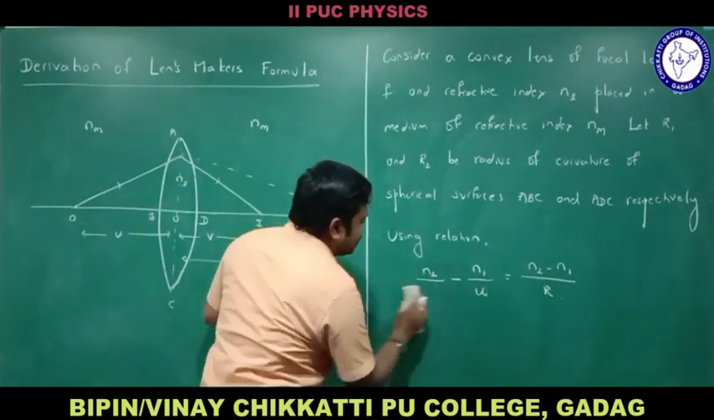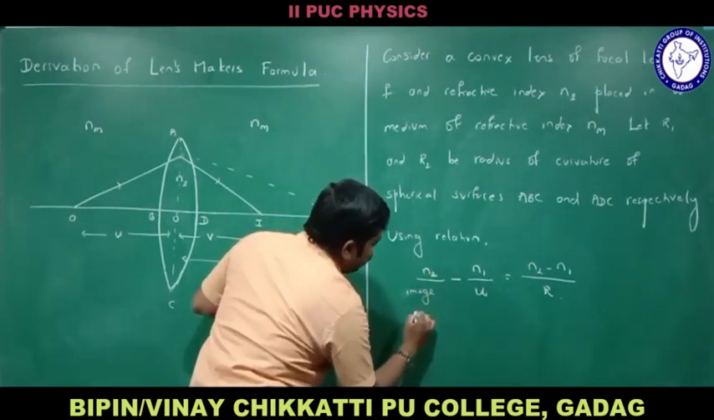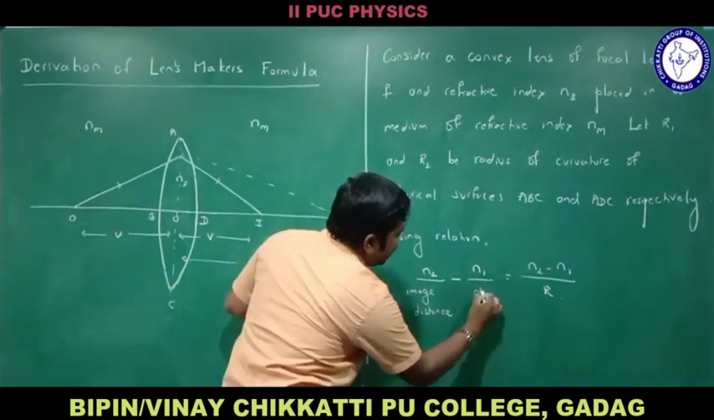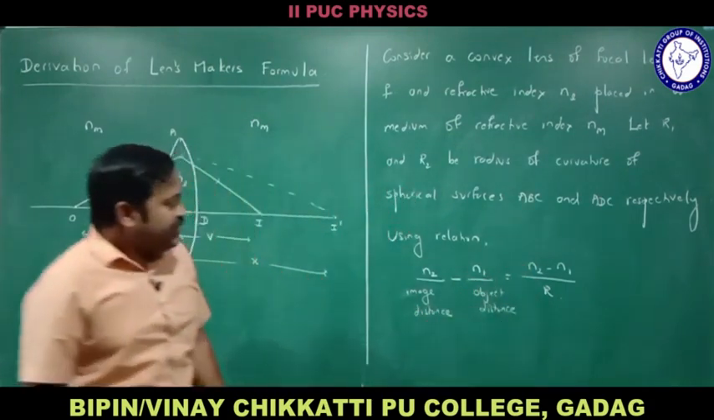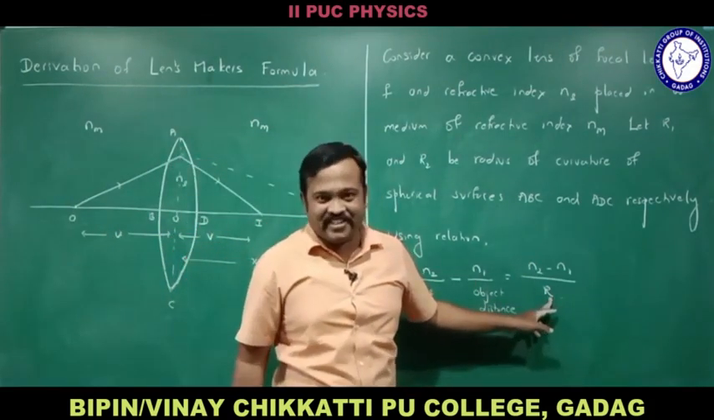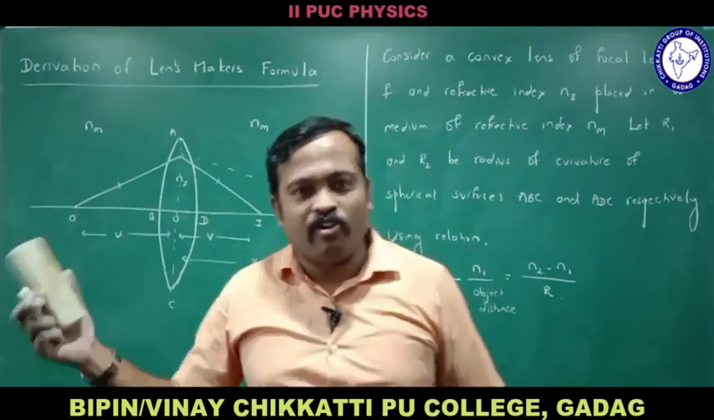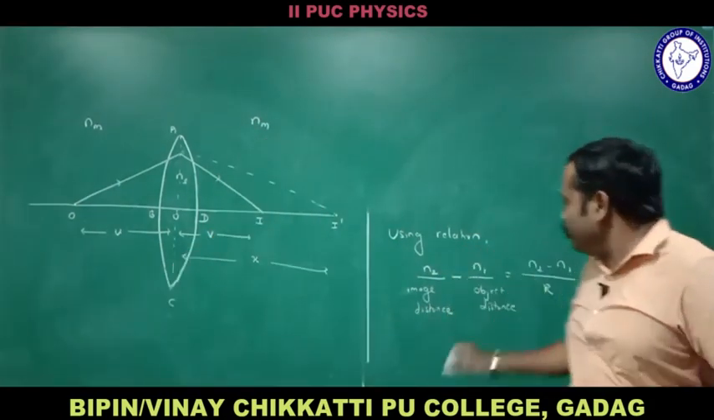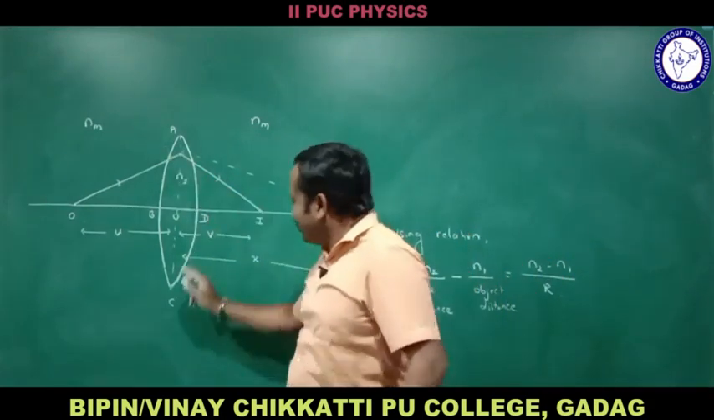Or let me take it like this: N2 divided by image distance minus N1 divided by object distance is equal to N2 minus N1 divided by R. What is R? Radius of curvature. So we need to use this relation and derive the equation called the Lens Maker's formula. Now let me use this formula for refraction at both the surfaces ABC and ADC.